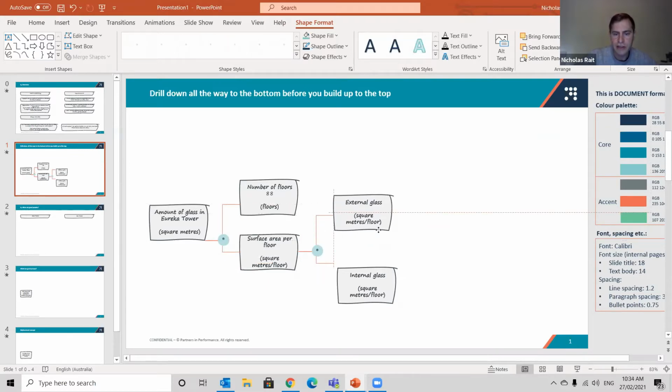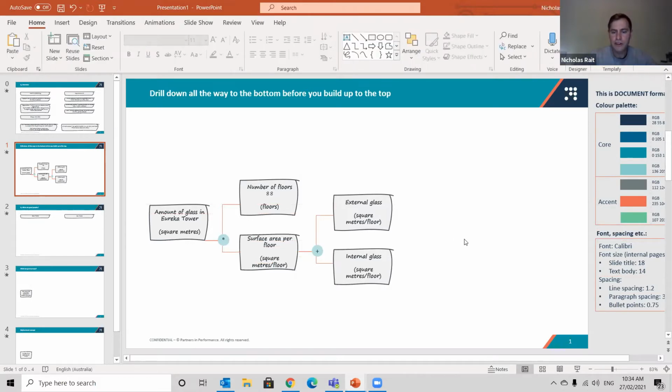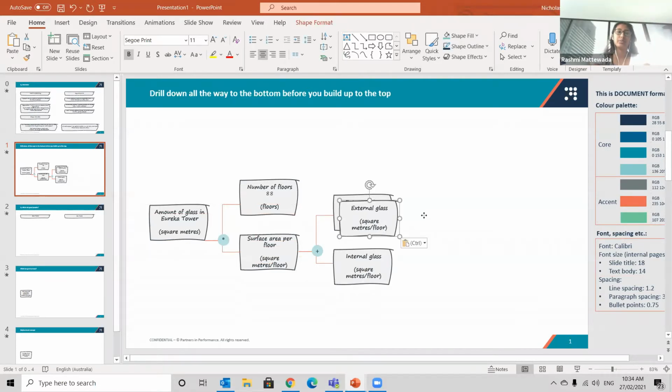Right, so you've got external glass and you've got internal glass. And this is an add. Okay, so over to you. I'll scribe, you talk. Talk me through how you'd continue to break this problem down. Okay, so with the external glass, I'd look at the height of each floor.